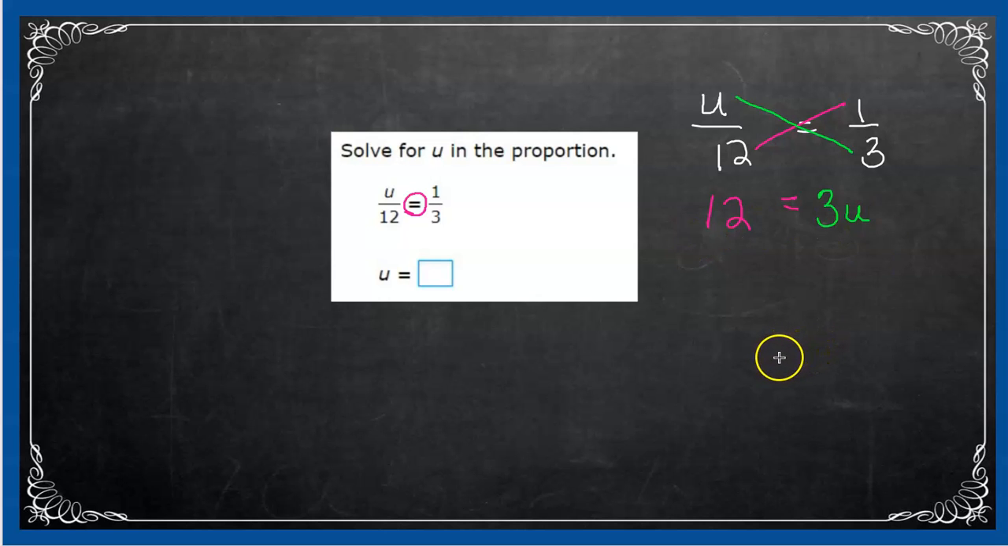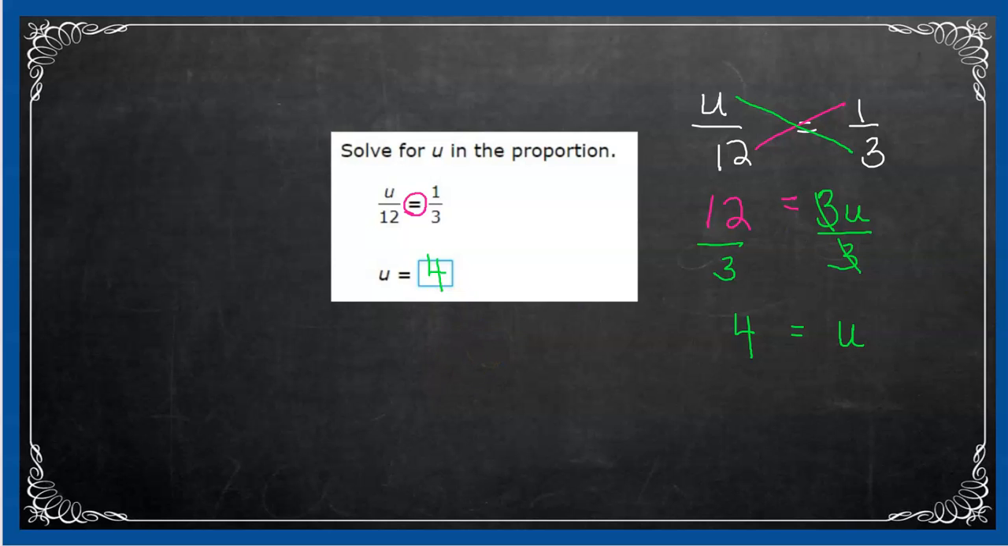And what I would do to find out what the solution to this equation is, I would just divide by 3 on both sides. And that will cancel. 3 divided by 3 is 1, so that leaves me with 1u. And 12 divided by 3 is 4. The other way to do it, of course, is say, okay, 3 times 4 is 12, 1 times 4 is 4, so u would have to be 4. Again, these are really simple problems, but the answer here again would be u equals 4.